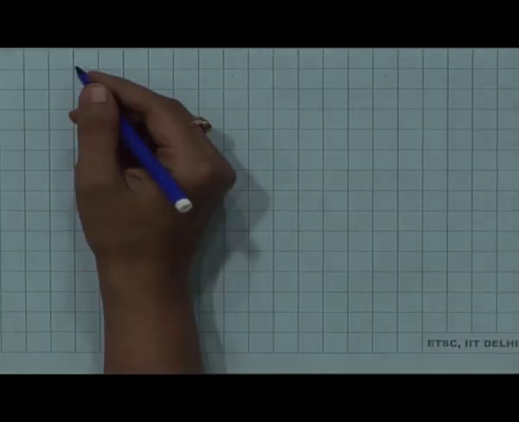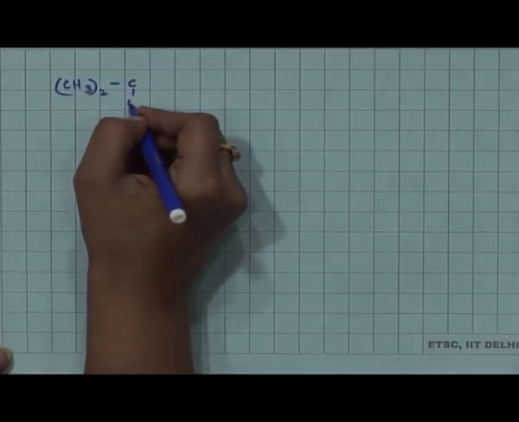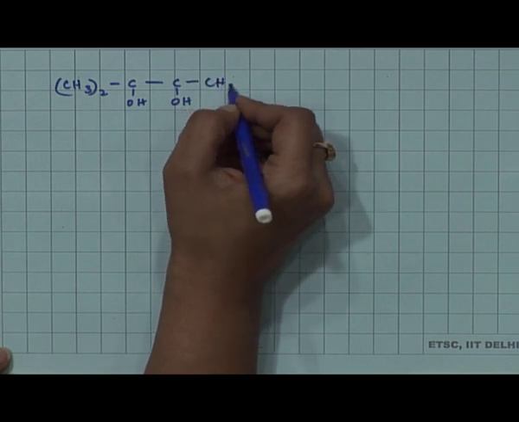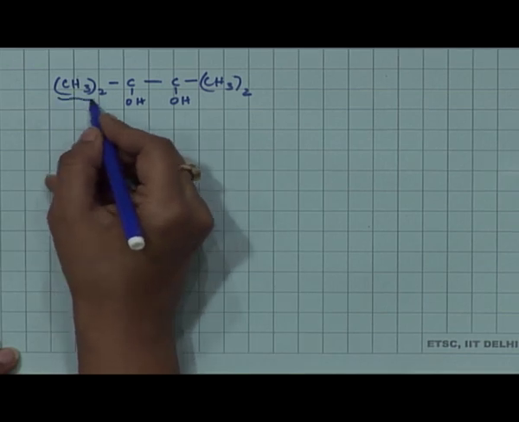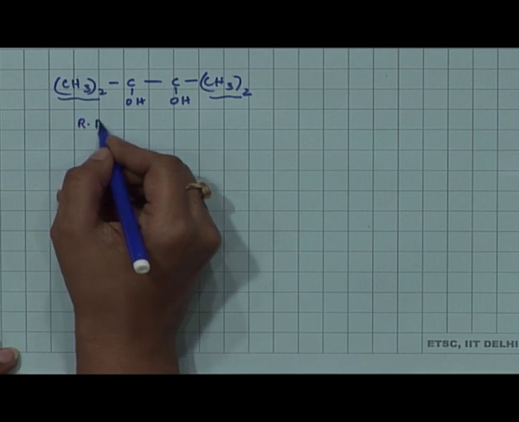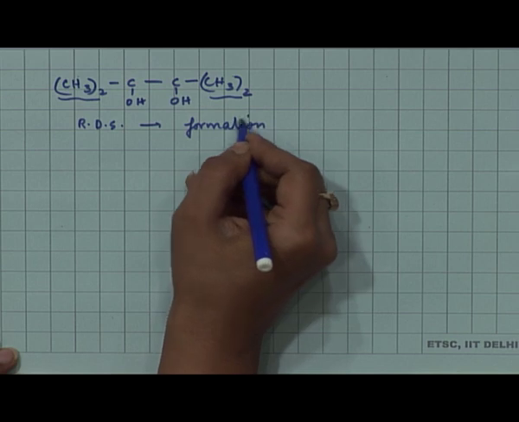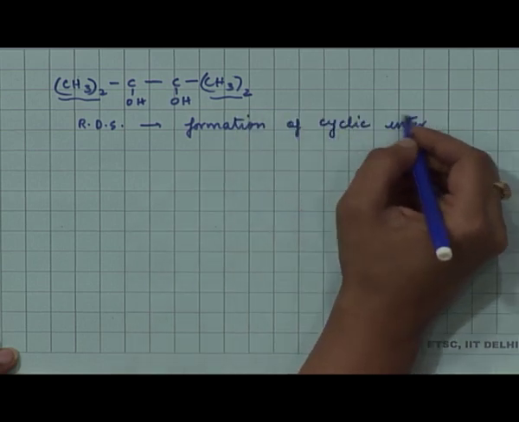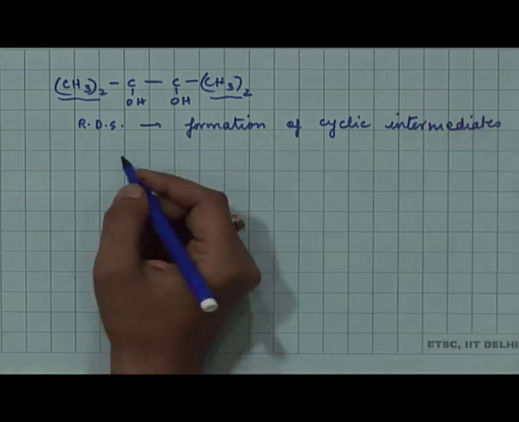However, if you are dealing with pinacols, where you have two tertiary carbons, a ditertiary diol, it is because of the steric hindrance offered by these alkyl groups that the rate determining step in fact is the formation of the cyclic intermediate. It is the formation of the cyclic intermediate which is the rate determining step when you are starting with pinacols and subjecting them to HIO4 oxidation.